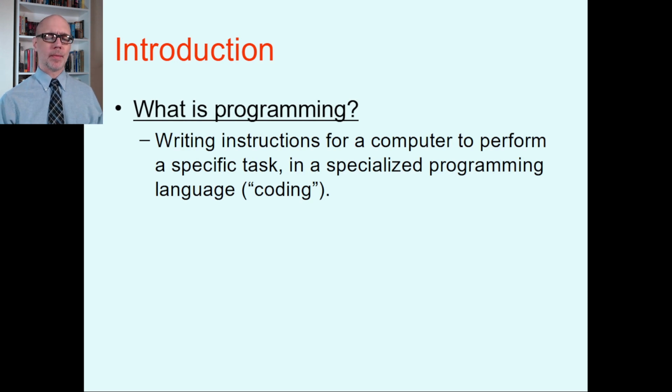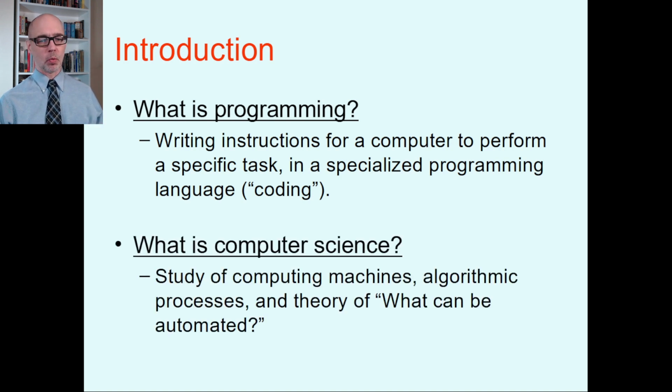What is programming? That's writing instructions for a computer to perform a specific task, in a specialized programming language, and we refer to this as coding. Now, we can distinguish this from a larger body of thought. What is computer science? That's the study of computing machines in general, algorithmic processes, doing the math to determine what algorithm is more efficient than another one, and the general theory of what kinds of things can be automated.